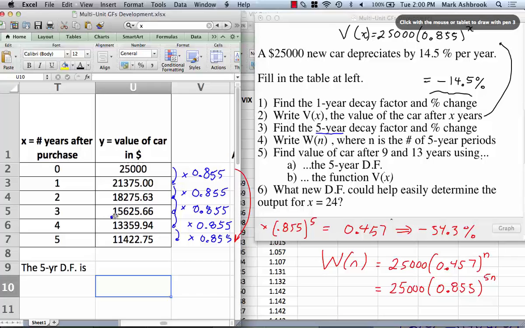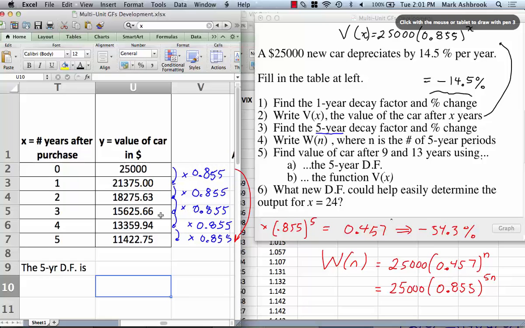Yeah, exactly right. You start with the 3-year value. If you multiply by the 5-year decay factor once, that will give you the value after 8 years. And then you take the 8-year value of the car and multiply it by the 5-year decay factor again. It'll give you the 13-year value, right? So you could take this one right here times the 5-year decay factor twice.